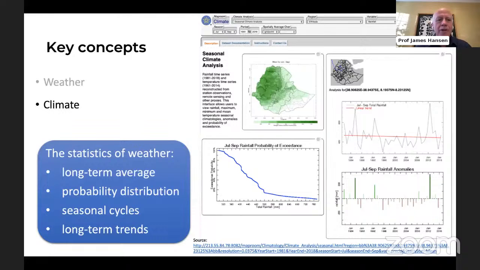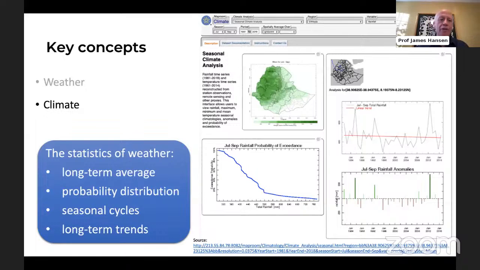Climate is best described as the statistics of weather, but statistics calculated over fairly long time periods. Kind of a rule of thumb is 30 or more years to calculate statistics. And these can include long-term averages, but we're not just interested in average conditions when we talk about climate. We're interested in variability around the average. So that's best expressed in terms of probability distribution, or statistics like standard deviation that describe a probability distribution.